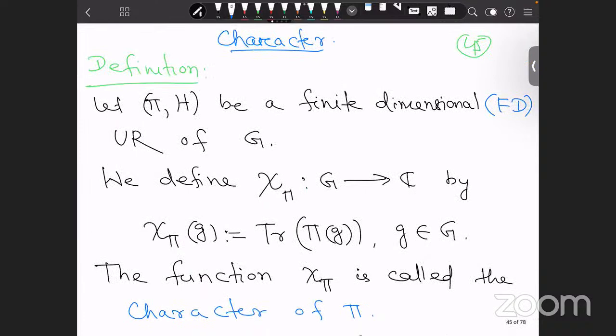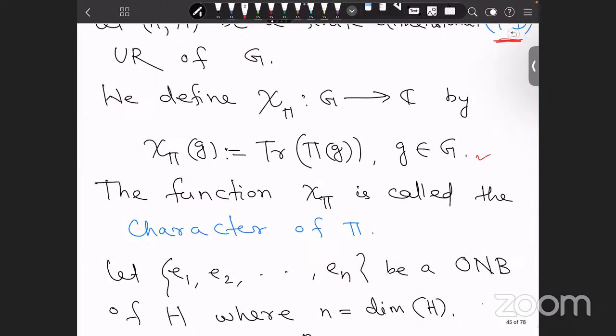Now we define a new concept called character. Let (pi, H) be a finite dimensional unitary representation of G. FD is the acronym for finite dimensional. So we define chi_pi as a function from G to C, where chi_pi(g) is nothing but the trace of pi(g). The function chi_pi is called the character of pi.